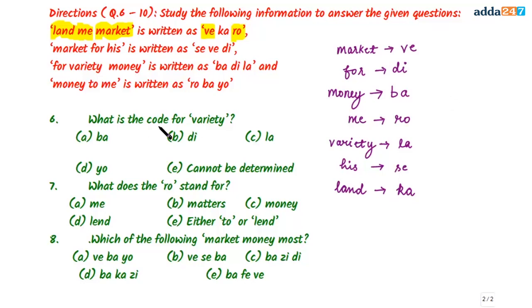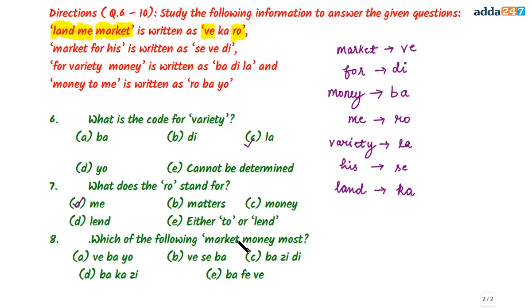The first question is what is the code for variety? Variety stands for LA, that means C is the correct option. Seventh is what does the RO stands for? So RO will stand for, if you look at the code, RO stands for me. So A is the correct option.